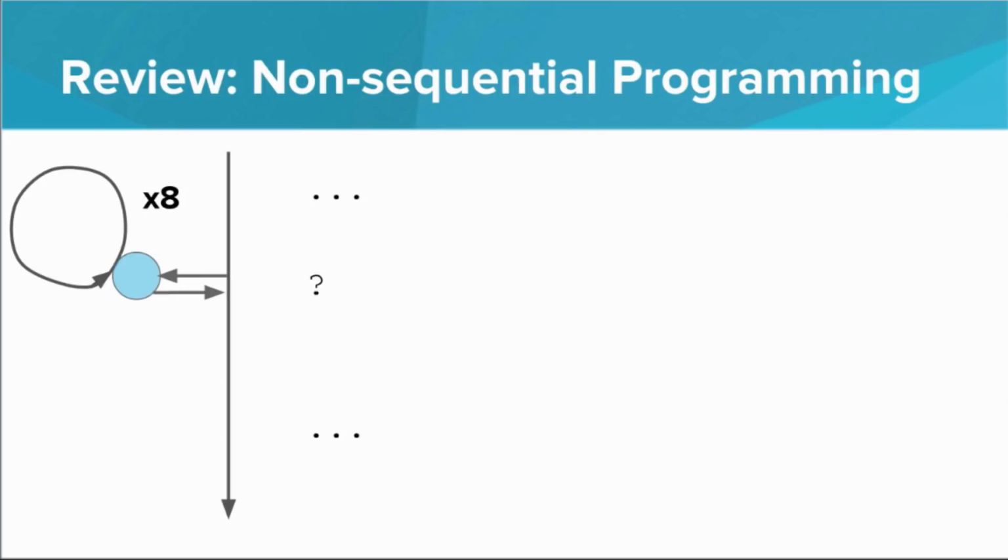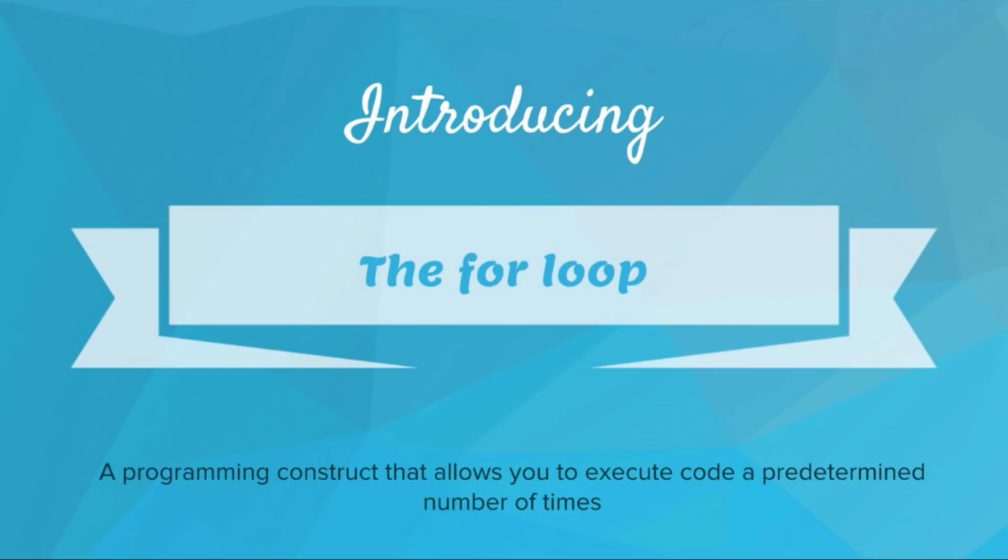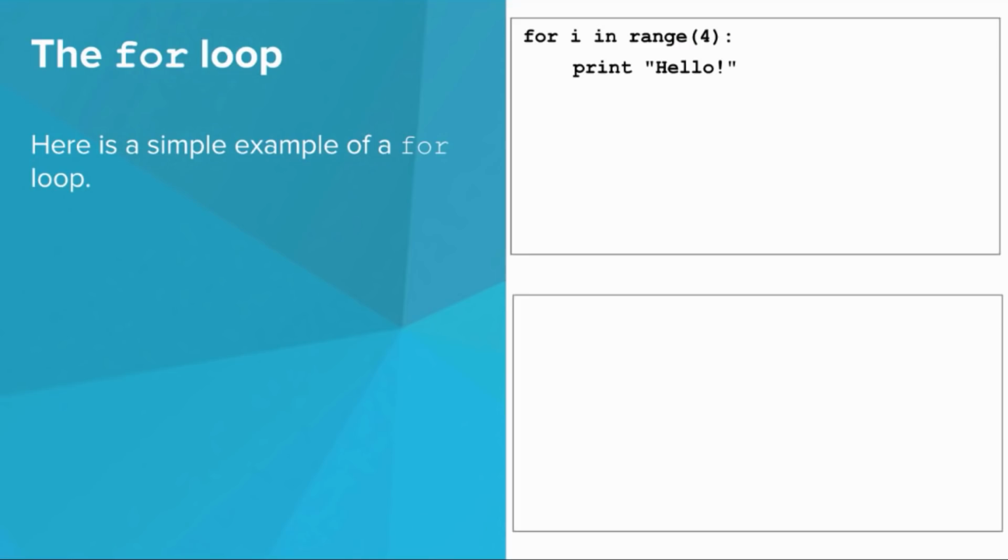But what if you know exactly how many times you'll have to do something? You should use a for loop. A for loop is a programming construct that allows you to execute code a predetermined number of times. Before picking apart exactly how a for loop works, let's look at a program that has a simple example of a for loop in it.